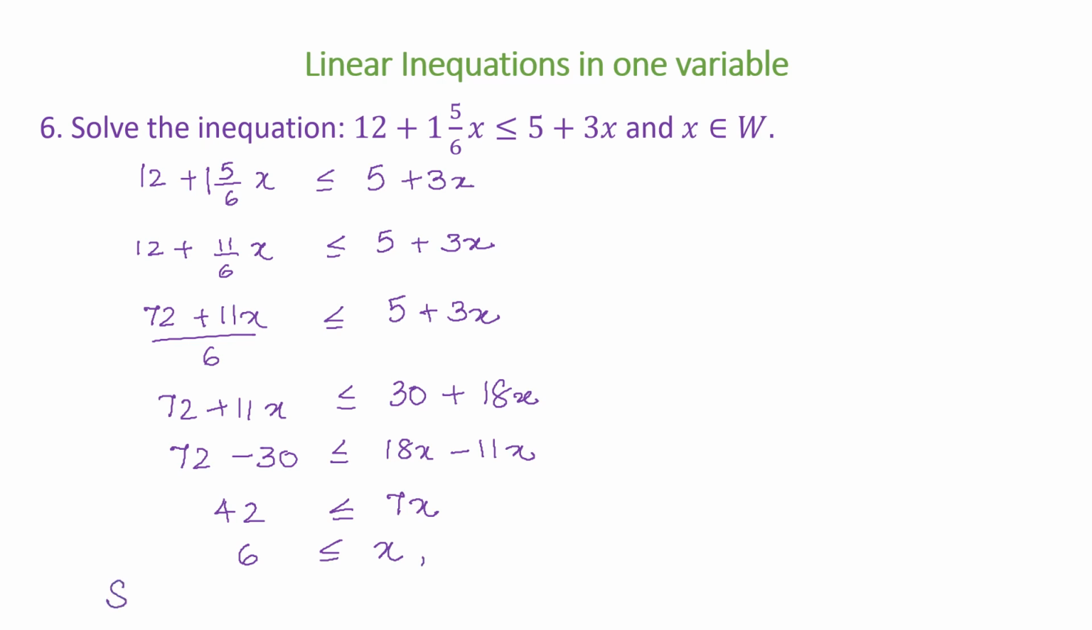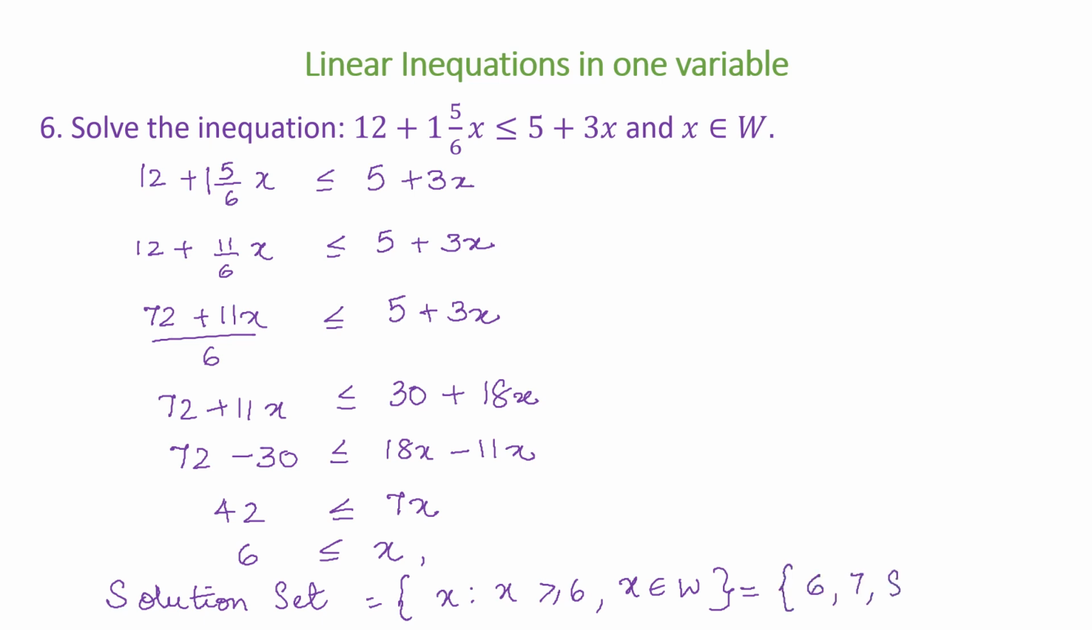So when I write the solution set, this is going to be the solution set equal to all those x's such that x is greater than or equal to 6 and x belongs to W. Remember that writing 6 is less than or equal to x or x is greater than or equal to 6 is one and the same. I can write the same solution set also as 6, 7, 8, 9 and so on, because it is all the numbers greater than or equal to 6 and they should be from the set of whole numbers.